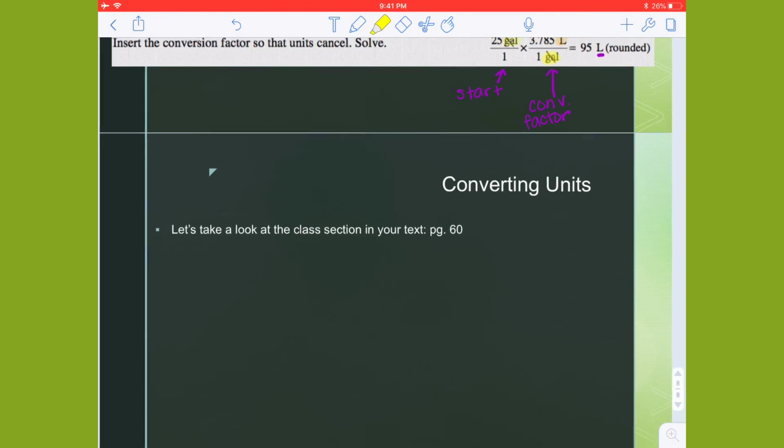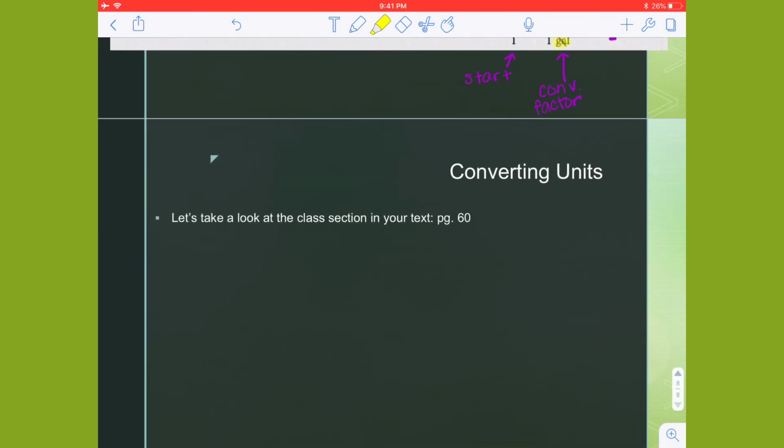Okay? I encourage you to take a look at the class section in your textbook on page 60. I think that is a good reference point to think about these conversion factors a little more and to go through all of these different problems. But you also have what is called the dimensional analysis lab this week. And I actually have a second video after this lesson that takes you through some of those problems and just tries to help and give you a better idea of how to complete the process of dimensional analysis. Because I know this isn't something that's very easy. It can be a little challenging to understand at first glance.